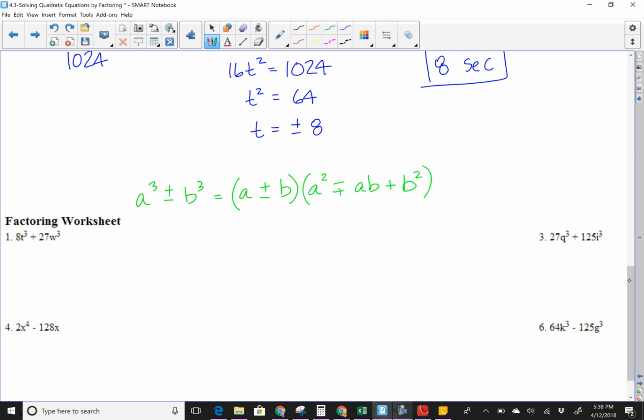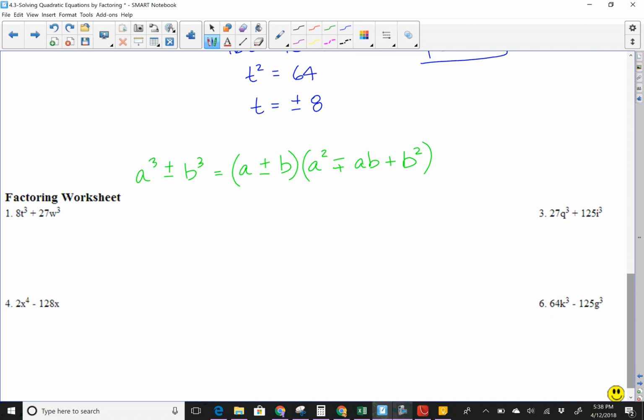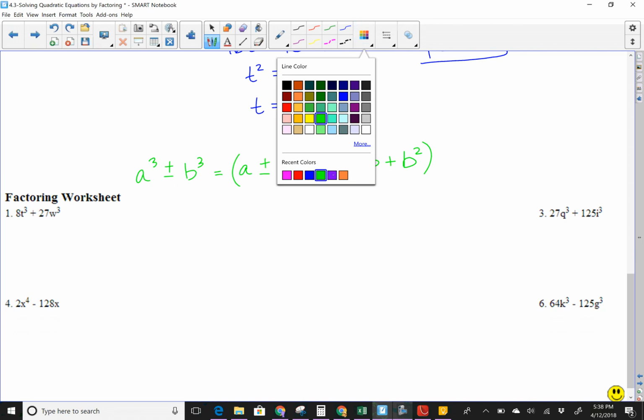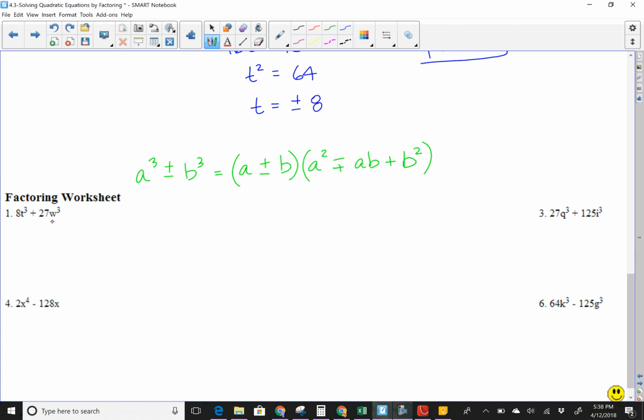So I'm going to do 2 examples, a little bit different than the basic ones that we just had. So this first one here, 8t cubed. You got to recognize what your cubes are. That's a perfect cube, and that's a perfect cube. The cube root of 8 is 2. Cube root of t cubed is t. Same sign. Cube root of 27 is 3. Cube root of w cubed is w. And then from this factor, square the first one, 4t squared. Change the sign, multiply them together, always positive, and square the last term.